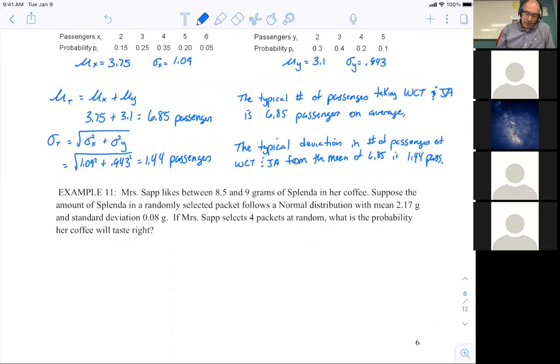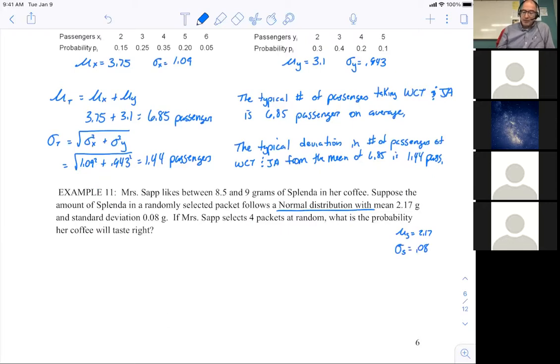Example 2. Mrs. Sapp likes between 8.5 and 9 grams of Splenda in her coffee. Suppose the amount of Splenda in a randomly selected packet follows a normal distribution, so we're good there. We can do normal calculations with this. It has a mean of 2.7 and a standard deviation of 0.08. So I know that the mean of my Splenda packet is 2.17, and the standard deviation is going to be 0.08.